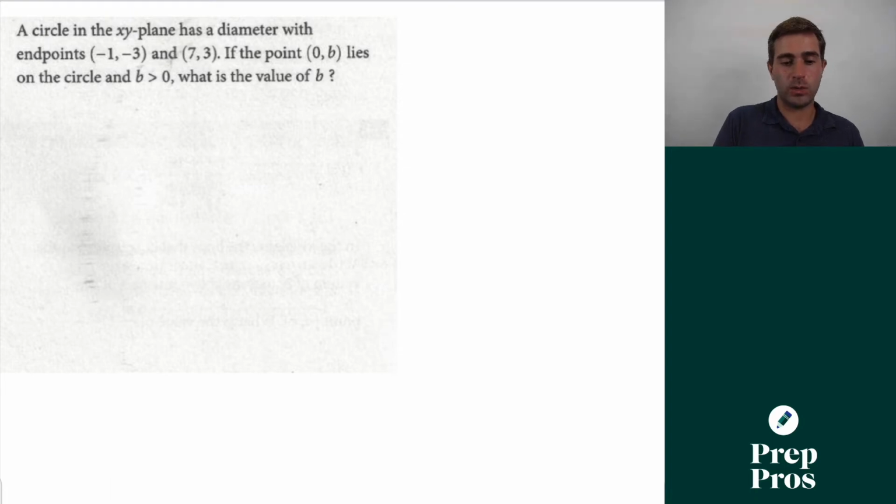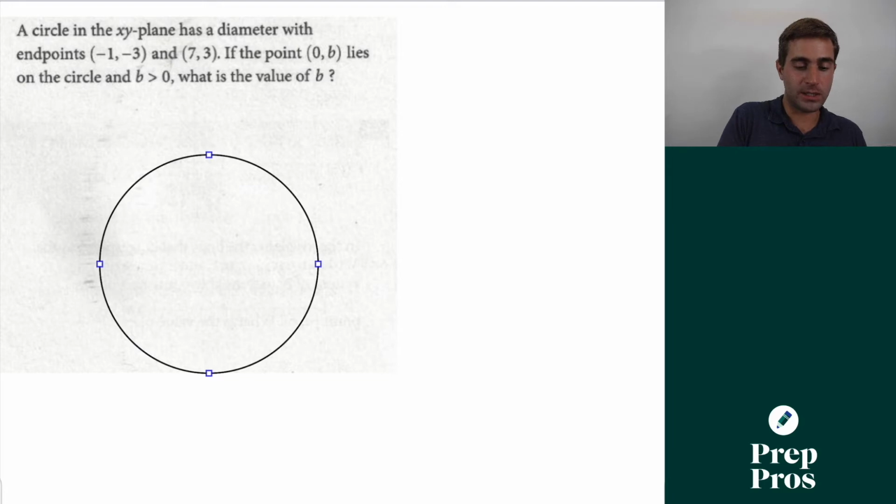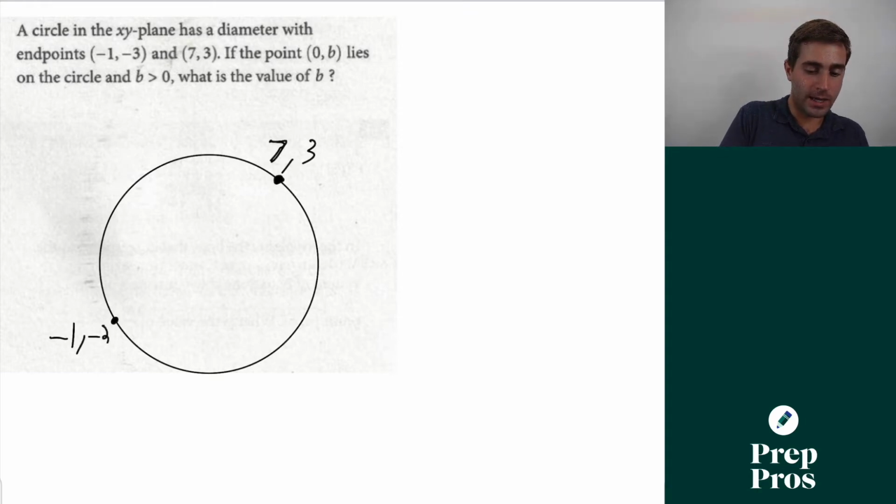So this first one, we're told a circle in the xy plane has a diameter with endpoints (-1, -3) and (7, 3). If the point (0, b) lies on the circle and b is greater than 0, what is the value of b? Well, if I'm ever given a question without a figure, I pretty much always want to draw one, because it lets me see what's happening a lot easier. It doesn't have to be perfectly scaled, it's just a helpful visual cue. So we could have the points (7, 3) and (-1, -3).